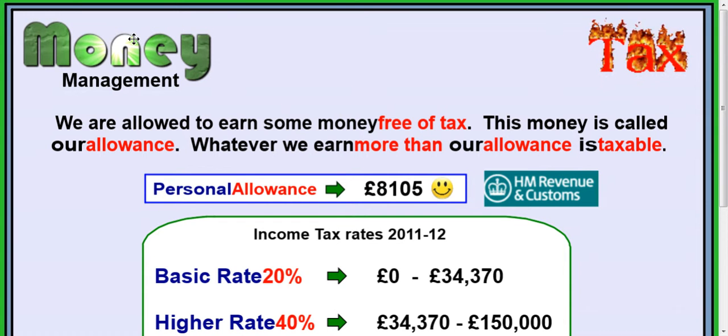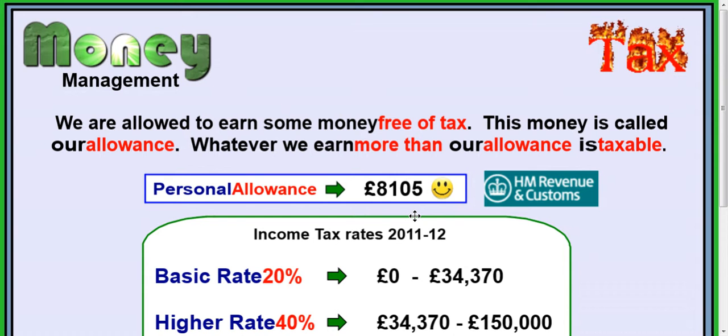In this lesson we're going to look at how to calculate income tax. So when you earn money, the government take tax off you. They do this so that they then have funds to spend on particular things that they want to. Now when you get paid, some of the money they are not allowed to tax, and this is called your personal allowance. Now the information I've got here is accurate from the year 2011 to 2012.